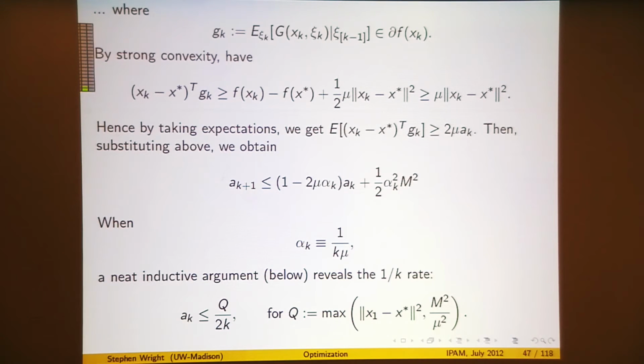Here's the proof. It's only going to take one slide, I promise. We're going to prove inductively that each A_k is less than or equal to some quantity Q, which is given here, divided by 2k. Q is the maximum of the initial error squared and m squared over mu squared, where m is the variance bound and mu is the strong convexity parameter. So I'm going to prove this by induction, okay? Induction means I assume it's true for k, and I want to prove the same inequality holds for k plus 1. Here it is. This is the entire proof, okay?